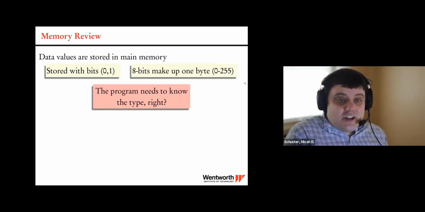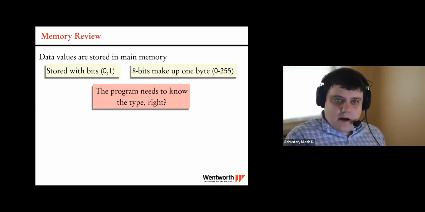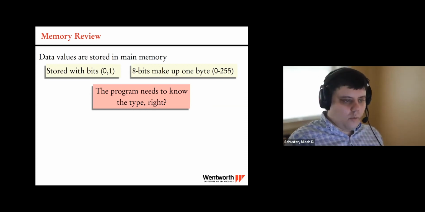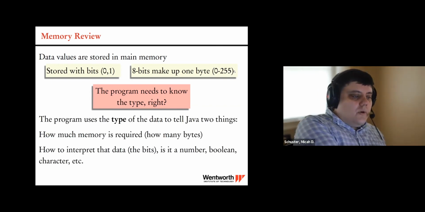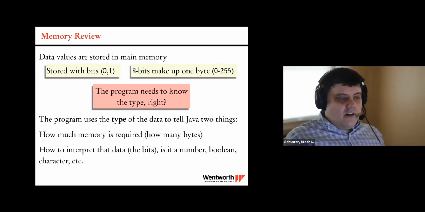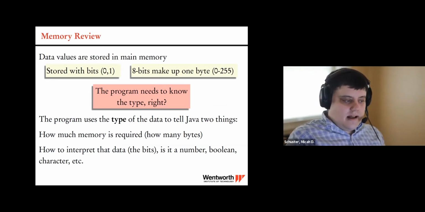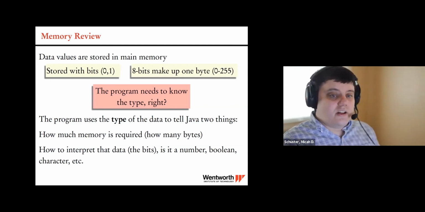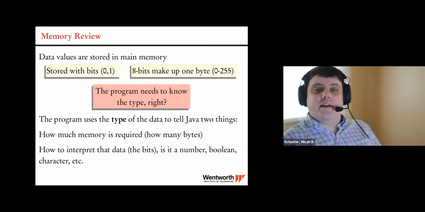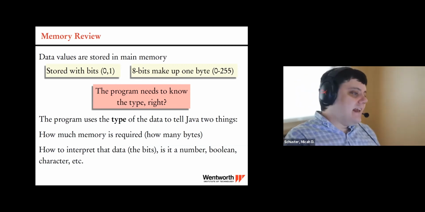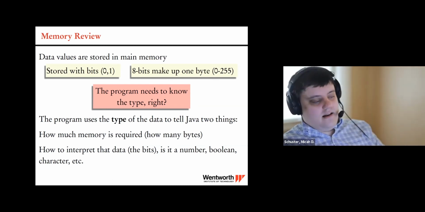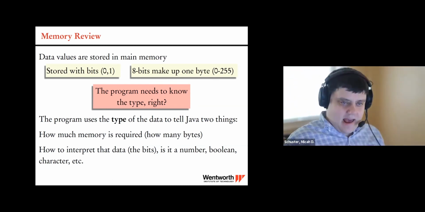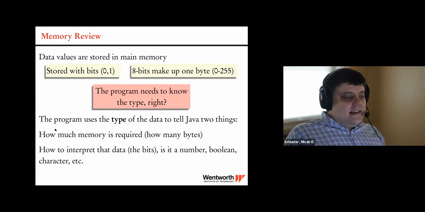So the program needs to know the type. We have to put it in there. We have to say it's an int or it's a double or whatever it might be. It uses the type to tell Java 2 things: how much memory is required and how to interpret that data. That was the question that I asked earlier. Is it a number? Is it a Boolean? Is it a character? And that interpretation informs Java how to deal with it. How do you deal with taking an int and storing it in a value that's a double, for instance? So it tells you how to deal with it. These are the 2 main things.